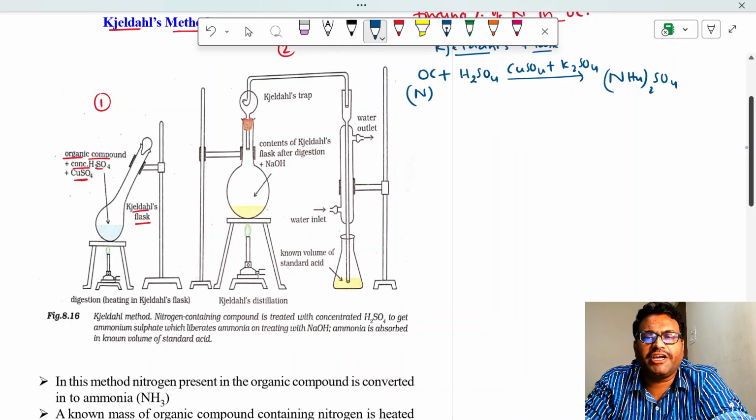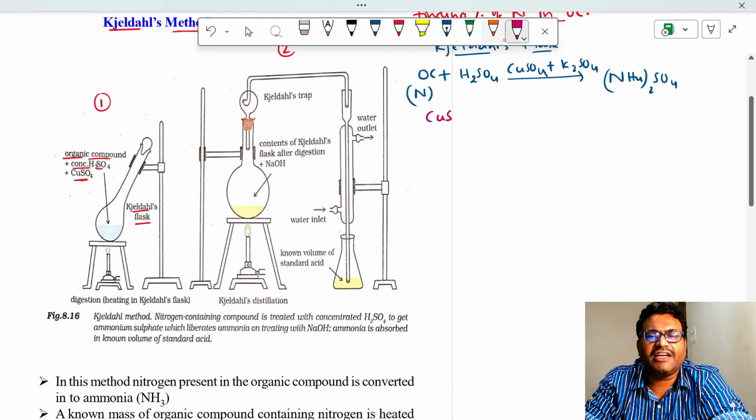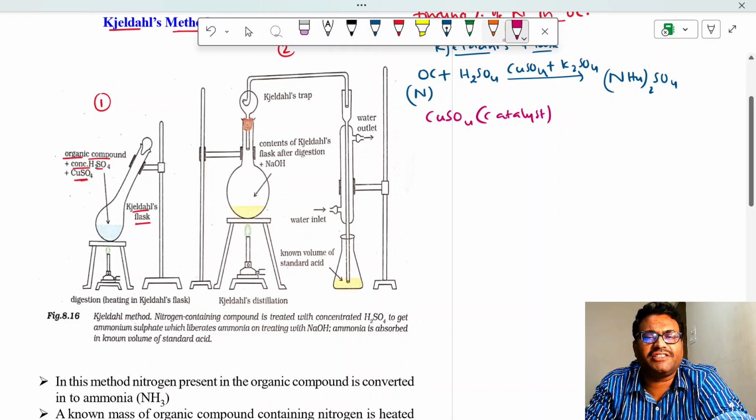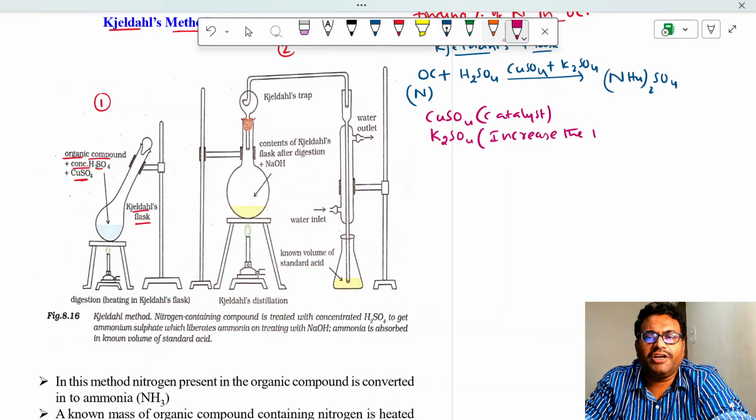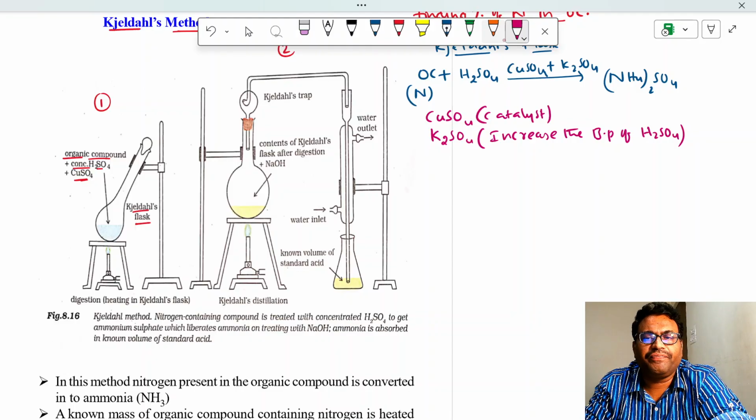What is the purpose of K2SO4 and CuSO4? The CuSO4 acts as a catalyst. When you heat it, the H2SO4 vaporizes. To increase the boiling point of H2SO4, what is used? K2SO4. K2SO4 is used to increase the boiling point of H2SO4. Okay, so that is the purpose of CuSO4 and K2SO4.